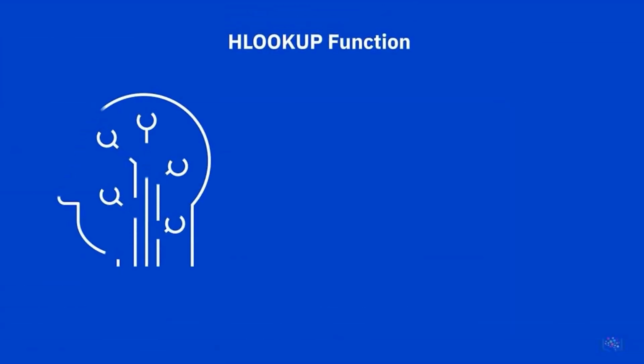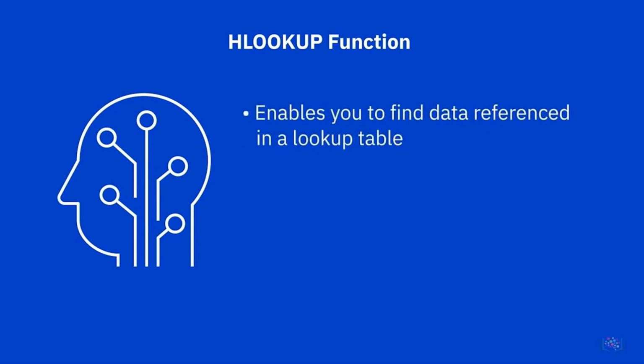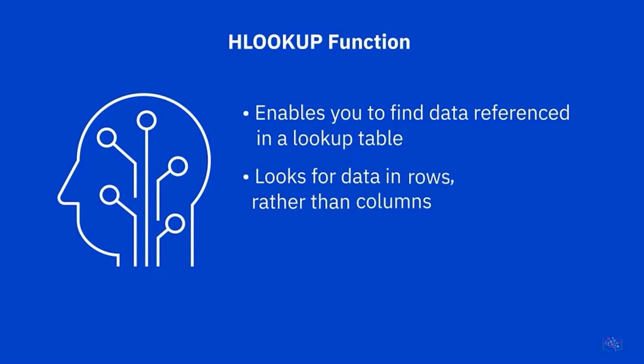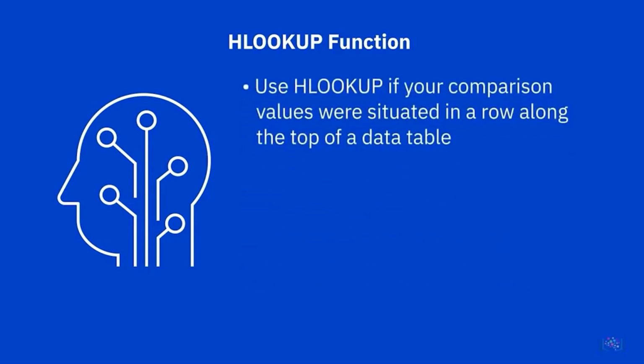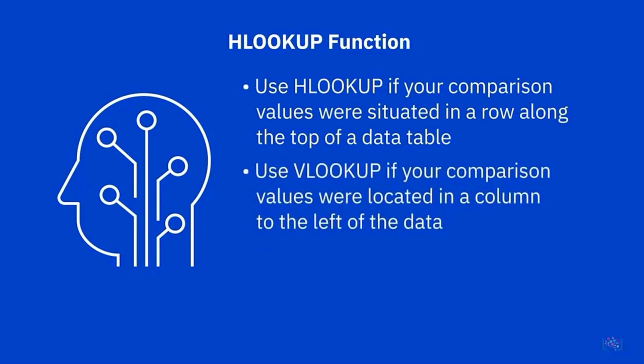Let's now take a look at the HLOOKUP function, which, as we mentioned earlier, does the same thing and works in virtually the same way as the VLOOKUP function, but it looks for data in rows rather than columns. So, HLOOKUP looks for a word or value in the top row of a table, and then returns a value in the same column from a row specified in the table array. Therefore, you would use HLOOKUP if your comparison values were situated in a row along the top of a data table. In contrast, you would use VLOOKUP if your comparison values were located in a column to the left of the data you want to find, as they were in the previous task.